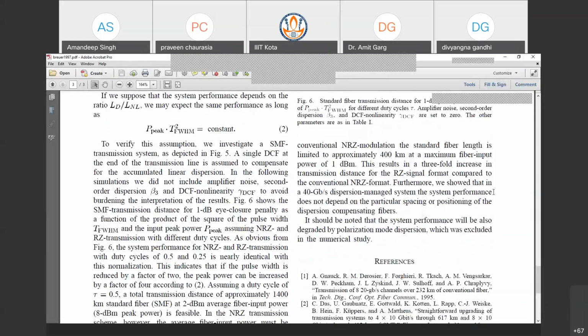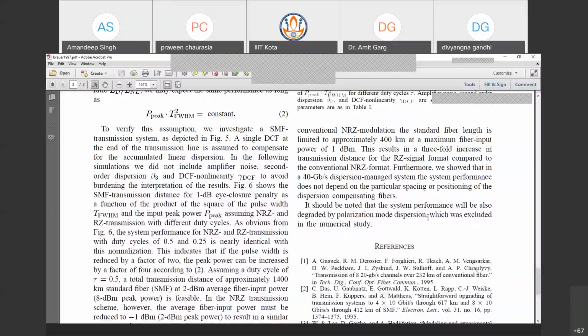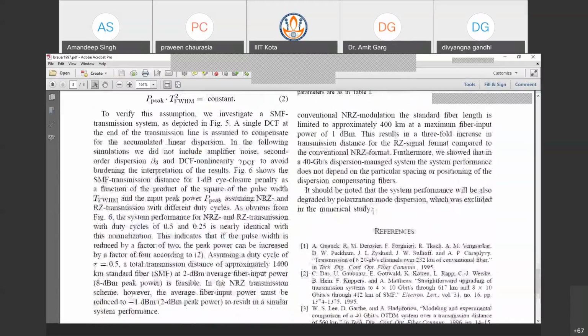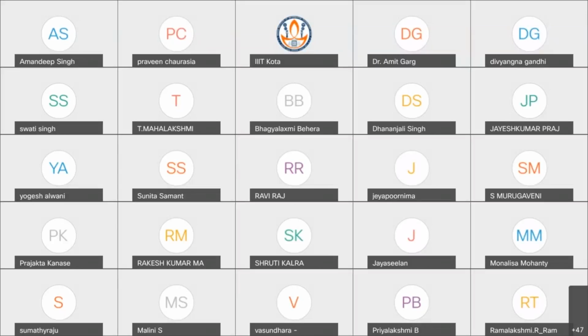Furthermore, we showed that in a 40 GB per second dispersion managed system, the system performance does not depend upon the particular spacing or positioning of the dispersion compensating fibers. So here it should be noted that the system performance will be degraded by polarization mode dispersion, which was excluded in the numerical study. So as compared to this, we have the layouts, and now again moving to our software part.